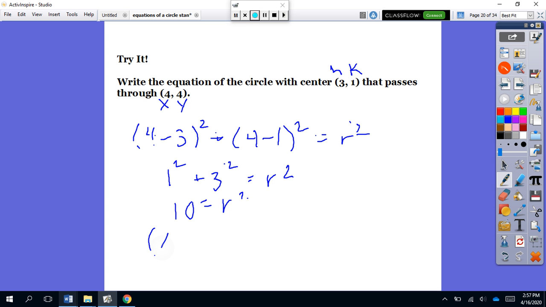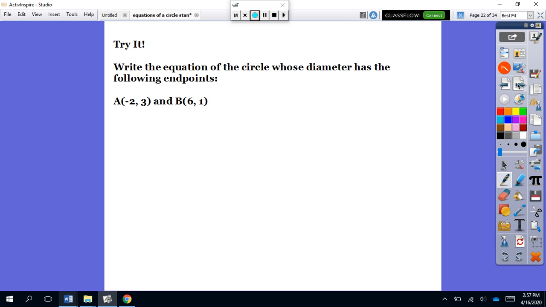So now we put x minus h, and y minus 1 is going to equal 10. Okay, so that's if you don't know the radius. You can solve for it. We're not going to do this one.